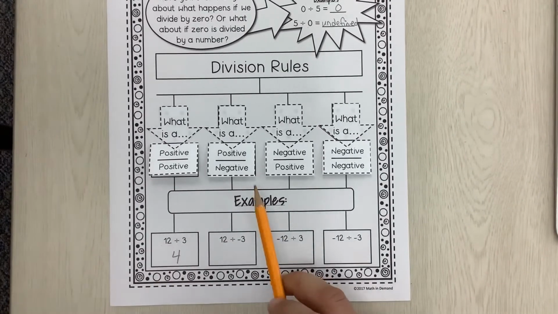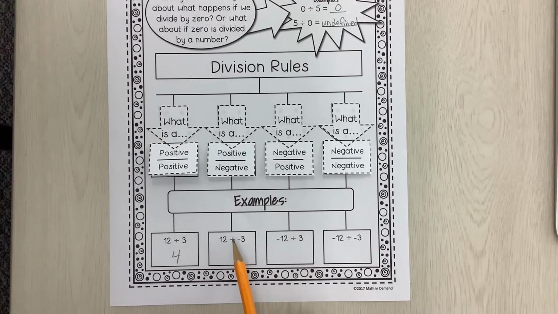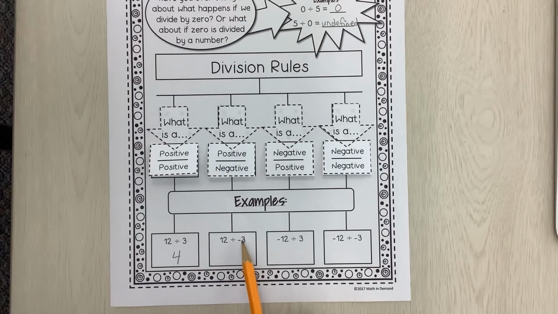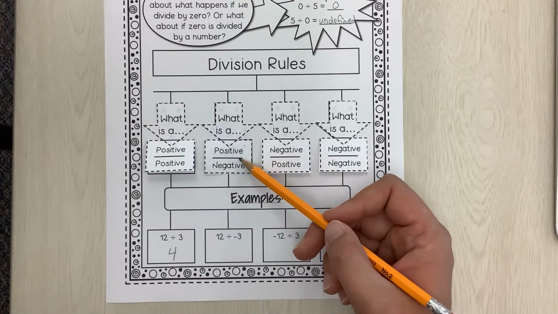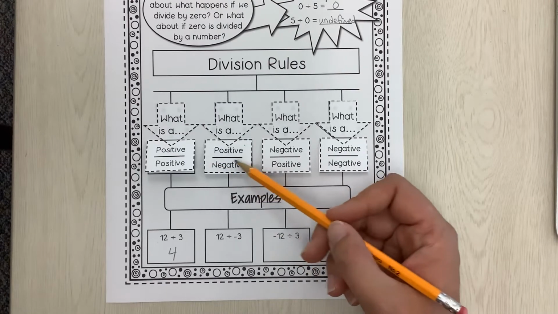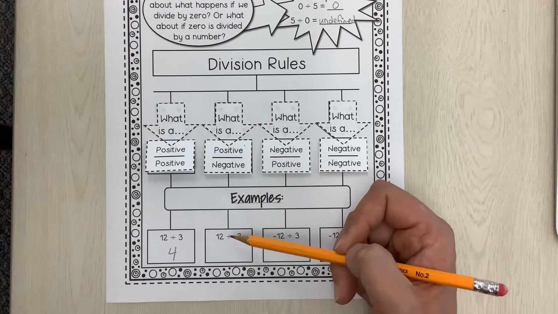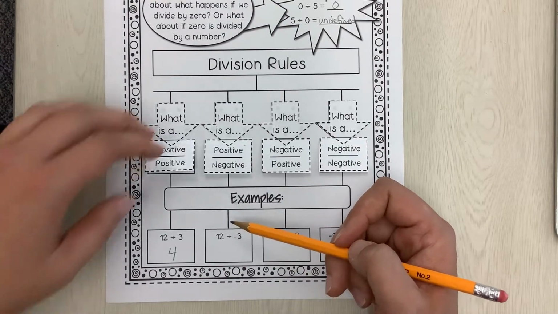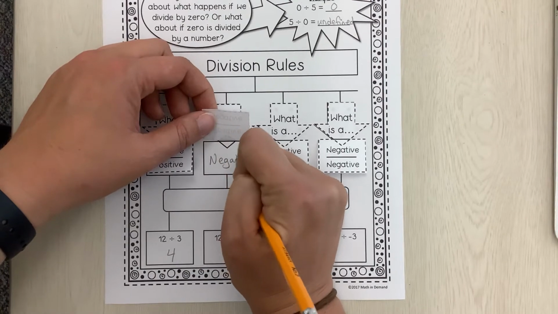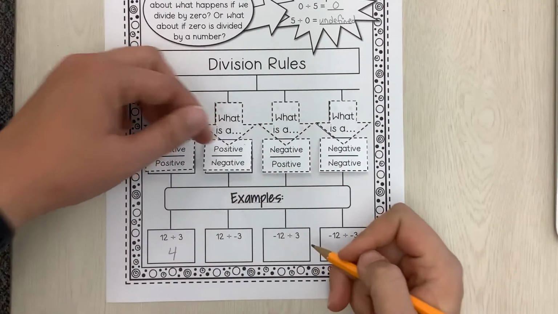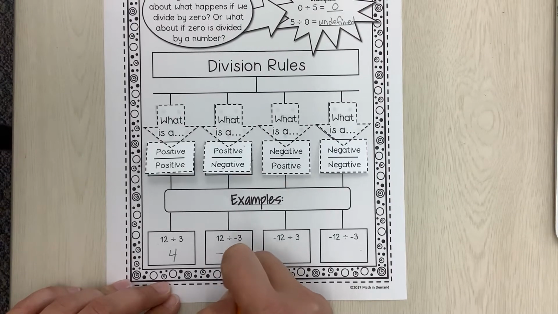So let's do the next one. What is a positive divided by a negative? 12 is positive, 3 is negative, it's a negative 3, so 12 divided by negative 3. Remember, this bar here is a division symbol as well. The fraction bar stands as division. So if you had a positive divided by a negative, your answer is going to be negative. So 12 divided by negative 3 is now negative 4.